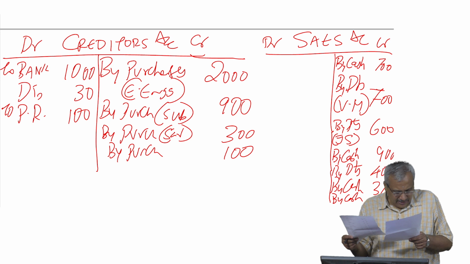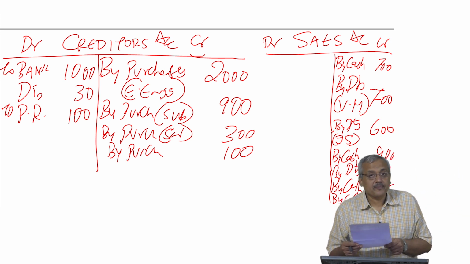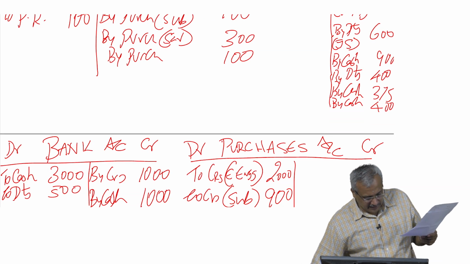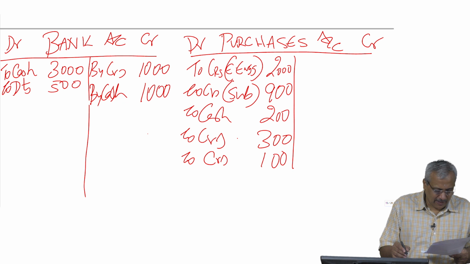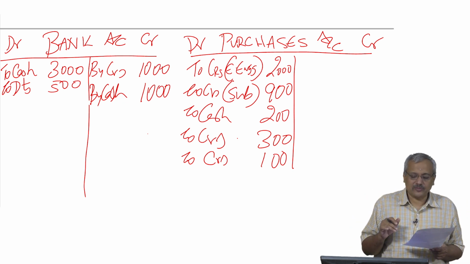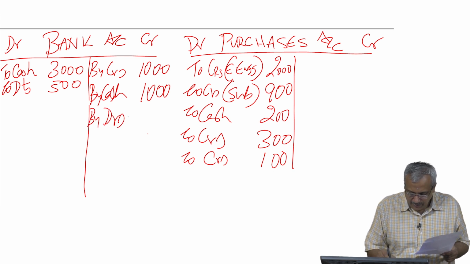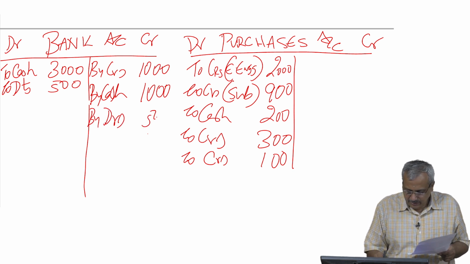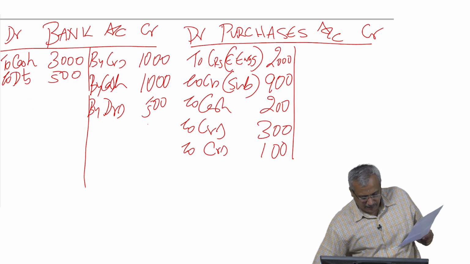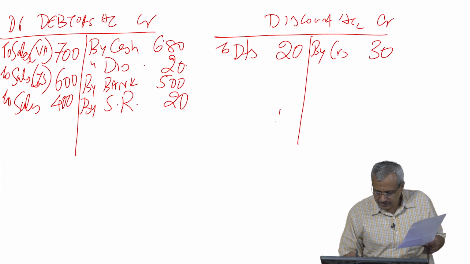Next transaction: withdrew from bank for personal use rupees 500. Bank balance is reducing in this particular case. Moment I say bank balance is reducing, that is drawings account debited to bank account, is what we called. Bank account has been credited by drawings, about 500. I can open another account out here, in this particular case I call it the drawings account.